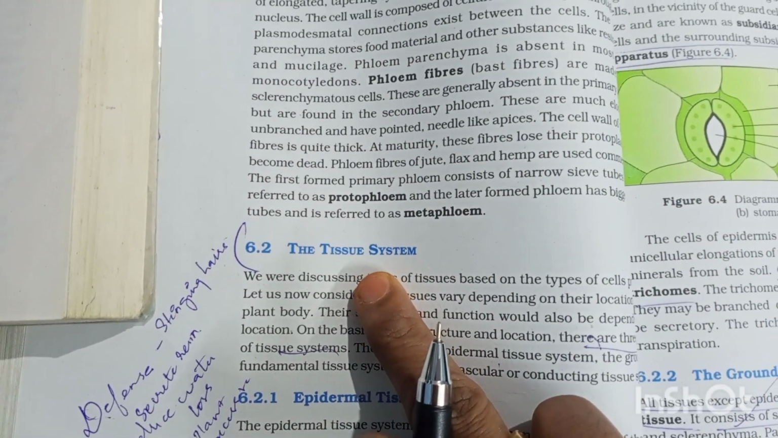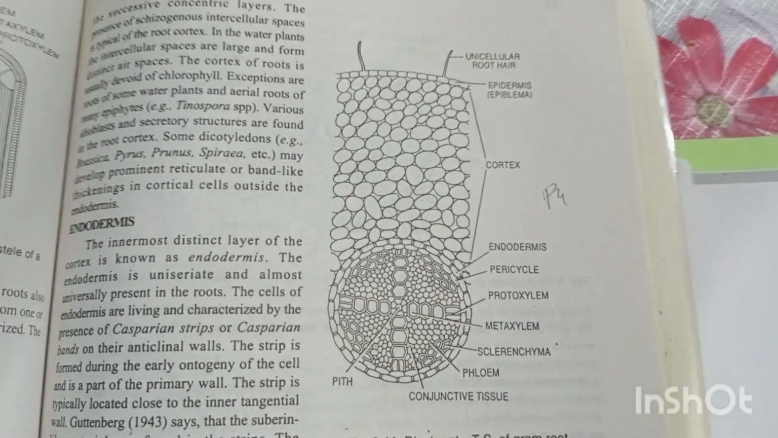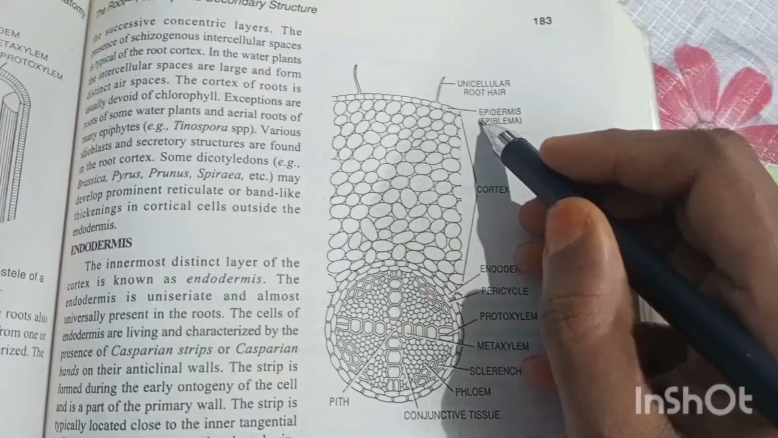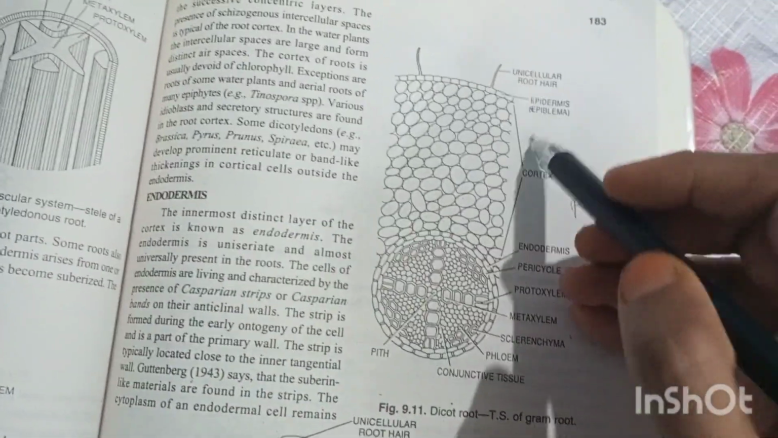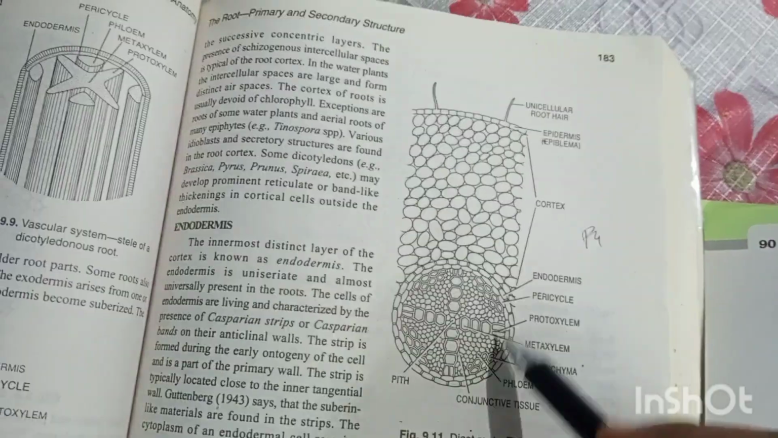Here we are going to discuss about the tissue system. When you take an internal structure, you can divide the tissue system into three groups. The first one being the epidermal tissue system. So here it is, epidermal tissue system. Second being the ground tissue system. So this will form the ground tissue system. And the third one, the vascular tissue system.